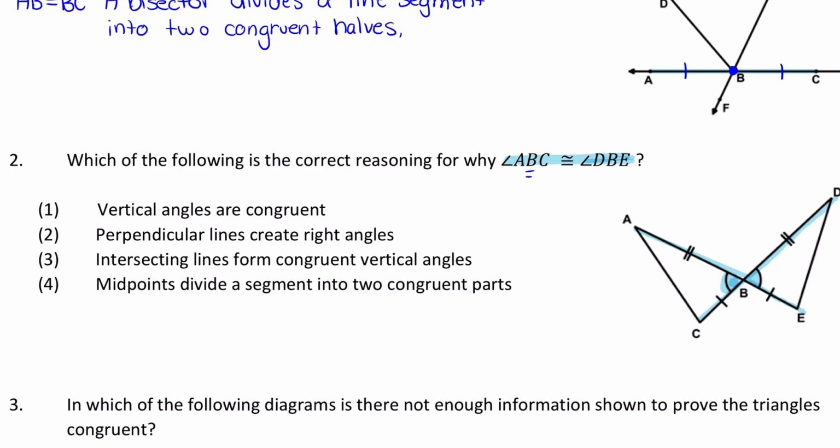This talks nothing about perpendicular lines, so I think it's safe to say that 2 is not our answer. Number 3 says intersecting lines form congruent vertical angles. Tough contender with number 1, so let's keep that in the mix too.